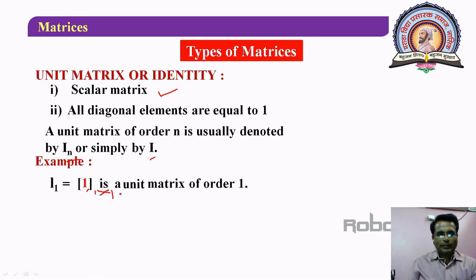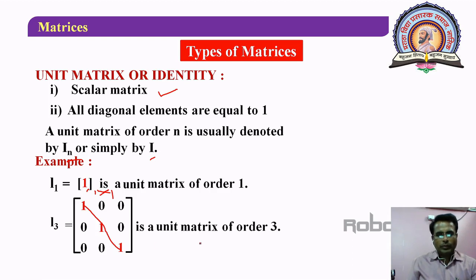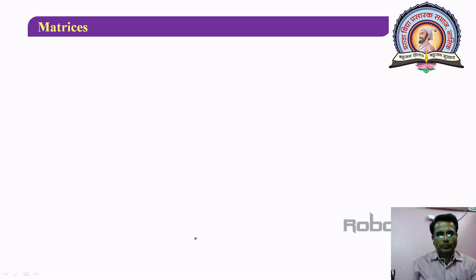So, identity matrix of order 1. Or you can consider I3, that is 1 0 0, 0 1 0 and 0 0 1. So, you will observe that it is a diagonal matrix. It is also a scalar matrix because all diagonal entries are equal, and all the diagonal entries are 1. Therefore, it is an identity matrix. So, it is a unit matrix or identity matrix of order 3.